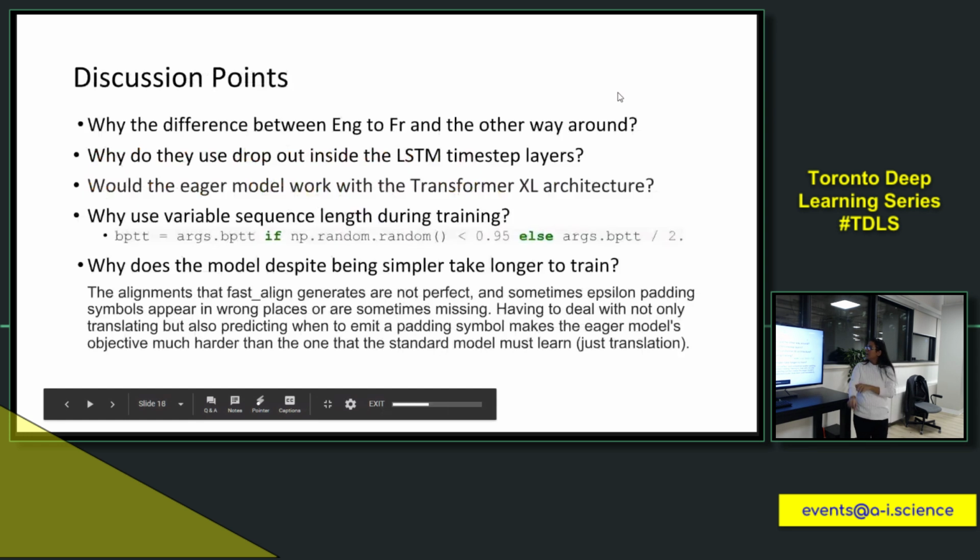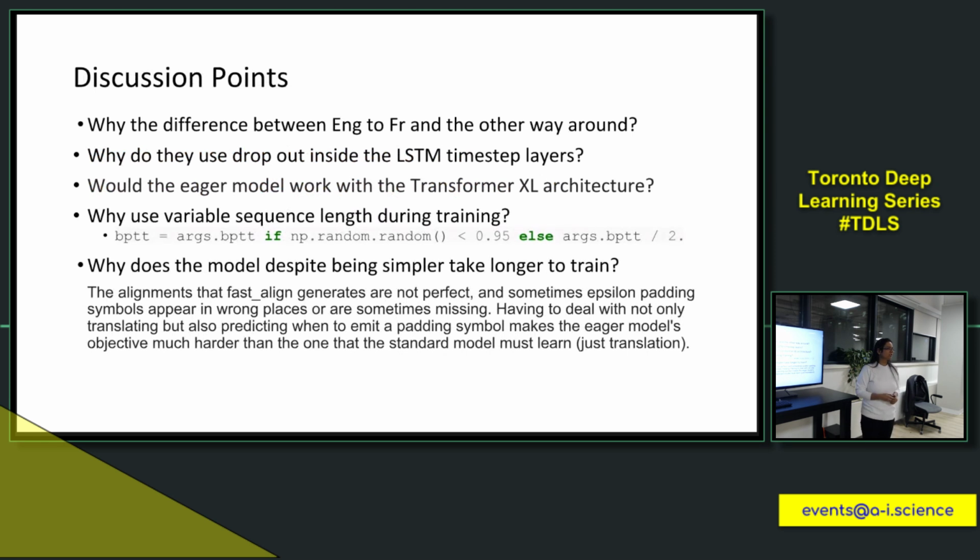So the discussion points. When we spoke to the authors, we got answers to some of the discussion points that we had earlier, so I've just mentioned the answers. The discussion points are: why is there a difference between English to French and French to English, and vice versa, when we see differences in the results and in the BLEU score output? Second, why do we use dropouts inside the LSTM layer, between the timesteps that we have?